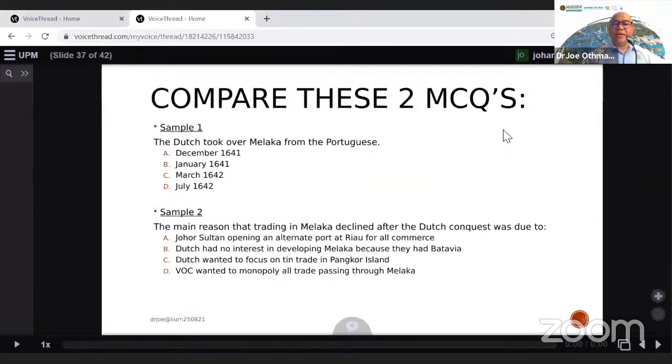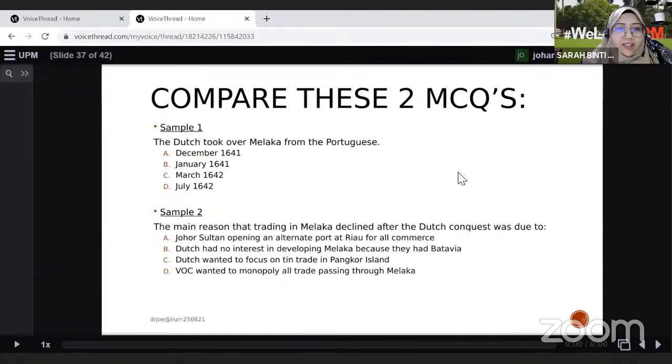I know I won't have enough time to cover the last activity, but I'll give you an example. Look at these two samples. Tell me, which is LOT, which is HOT. Which is LOT? Dr. Sarah, can you answer? Which is HOT, which is LOT? For sure, obvious. Yes, the Dutch one.